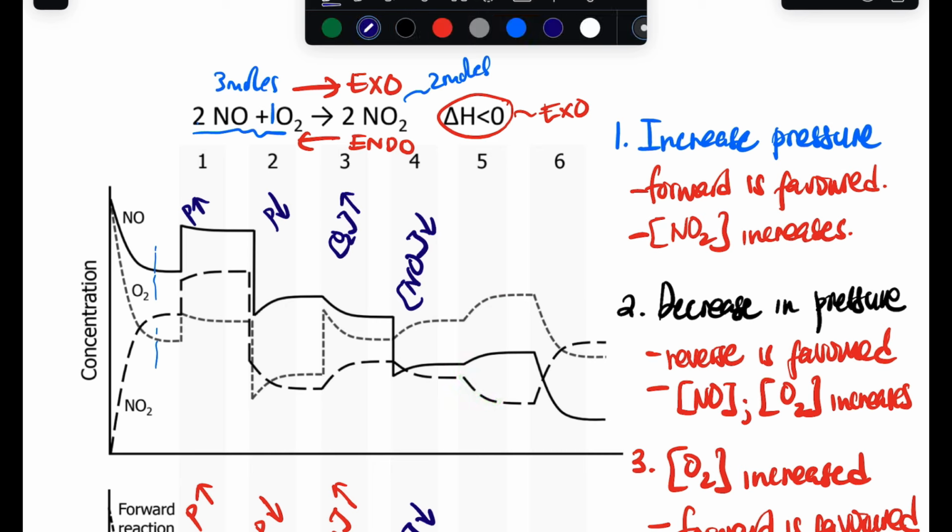They're all gentle. That means it's a temperature change. But how do we know it's a temperature increase or a temperature decrease? Okay, let's look at which one has been increased. The oxygen concentration increases and the nitrogen oxide increases. That means the reverse is favored, right? So when the reverse is favored, what is our reverse in this case? It is endo. So reverse is favored and the reverse is endo. That means that this is a temperature increase. There was a temperature increase here.